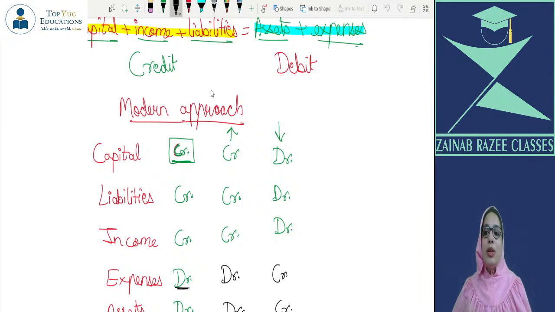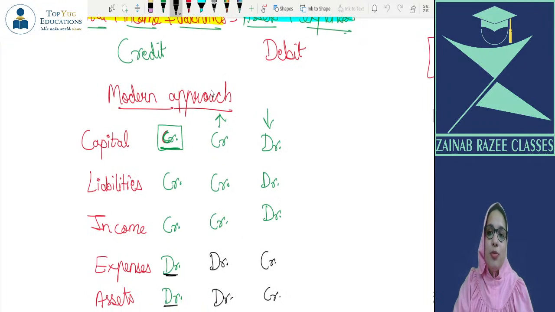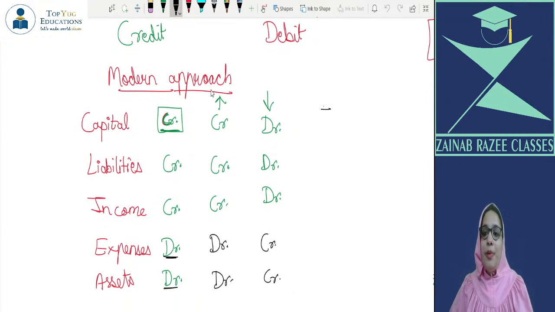Again, I'll explain it using maths. In maths, suppose, what do you all do? Plus 5 and plus 4. What is the answer? Plus 5 plus 4 is equal to?